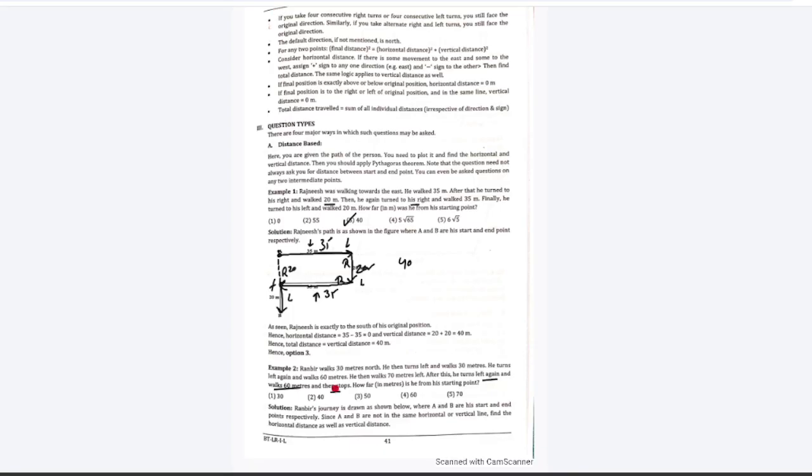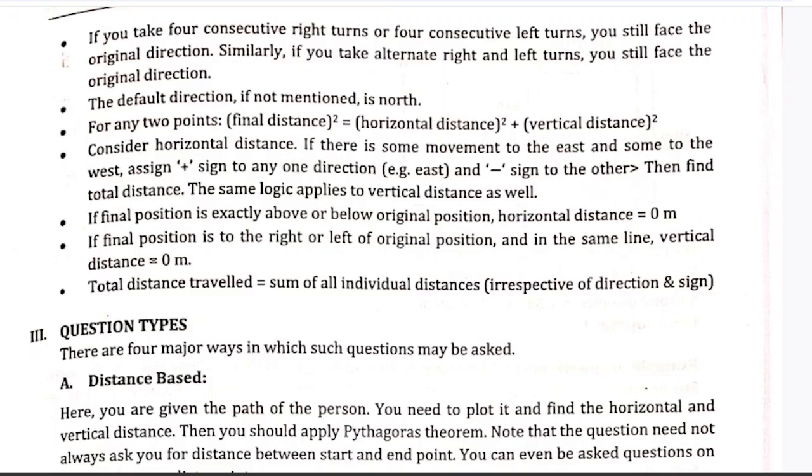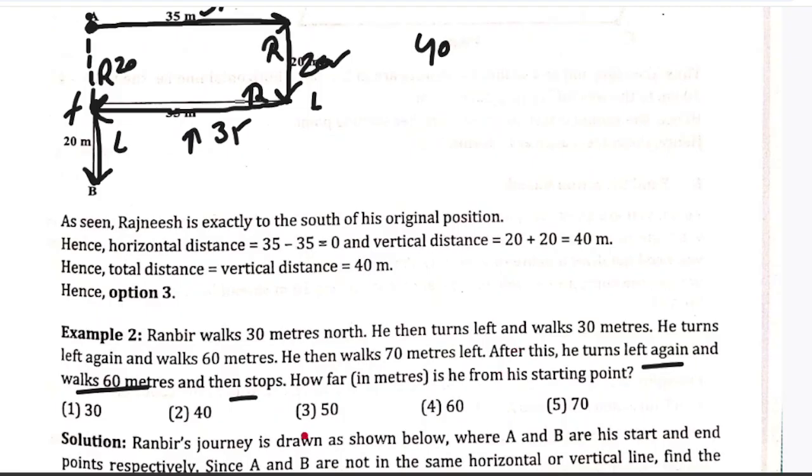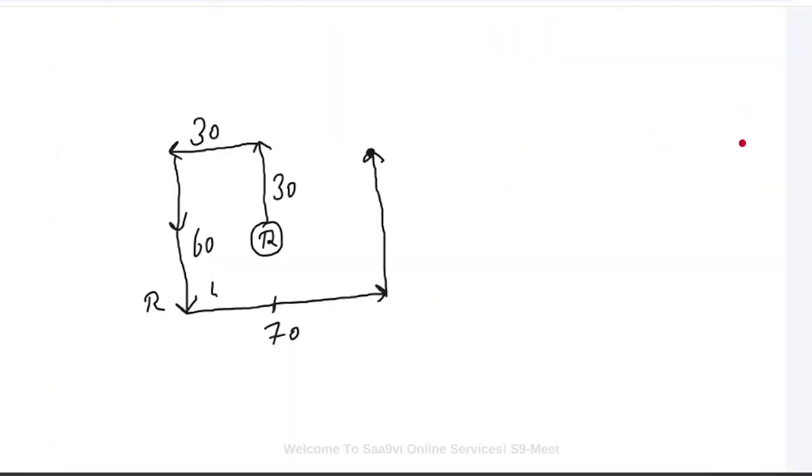Now the question they have for us: how far is he from the starting point? Now this is the starting point, and this is the final point. How much distance? A straight line. This is also a Pythagoras theorem.